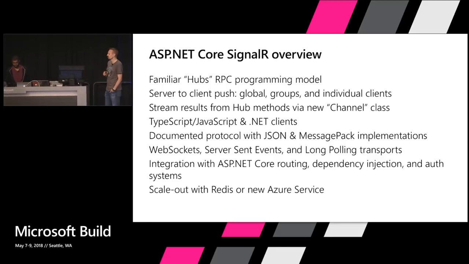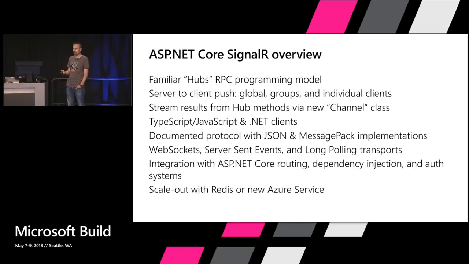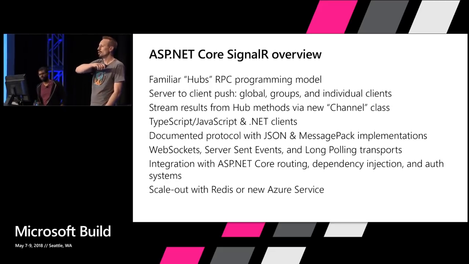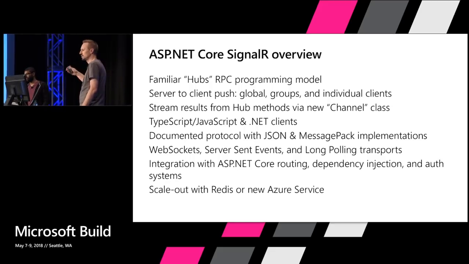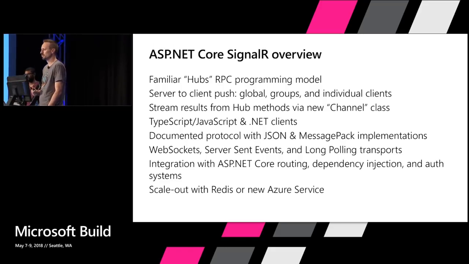So just a quick overview. SignalR in ASP.NET Core is very similar to what you know already. There are some changes. It's the same hubs remote procedure call, or RPC, programming model that you're used to in SignalR. You get that server-to-client push capability. You can push to all users, or broadcast as we used to call it. You can push to groups. You can add and remove people from groups, and obviously you can push to individual connections as well.